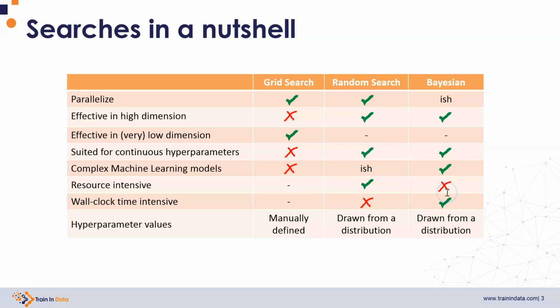Whereas Bayesian optimization is not, because in essence we are training one model after the other or a few models after the others. This means that random search is not very wall clock time intensive. This means that it doesn't really take a lot of time to find the best hyperparameters. It just takes a lot of computers. But if we have all the computers running simultaneously, then we can find the best hyperparameters in shorter time compared to Bayesian optimization that uses fewer computers but runs the models one after the other, so we need to wait until the models are all trained.